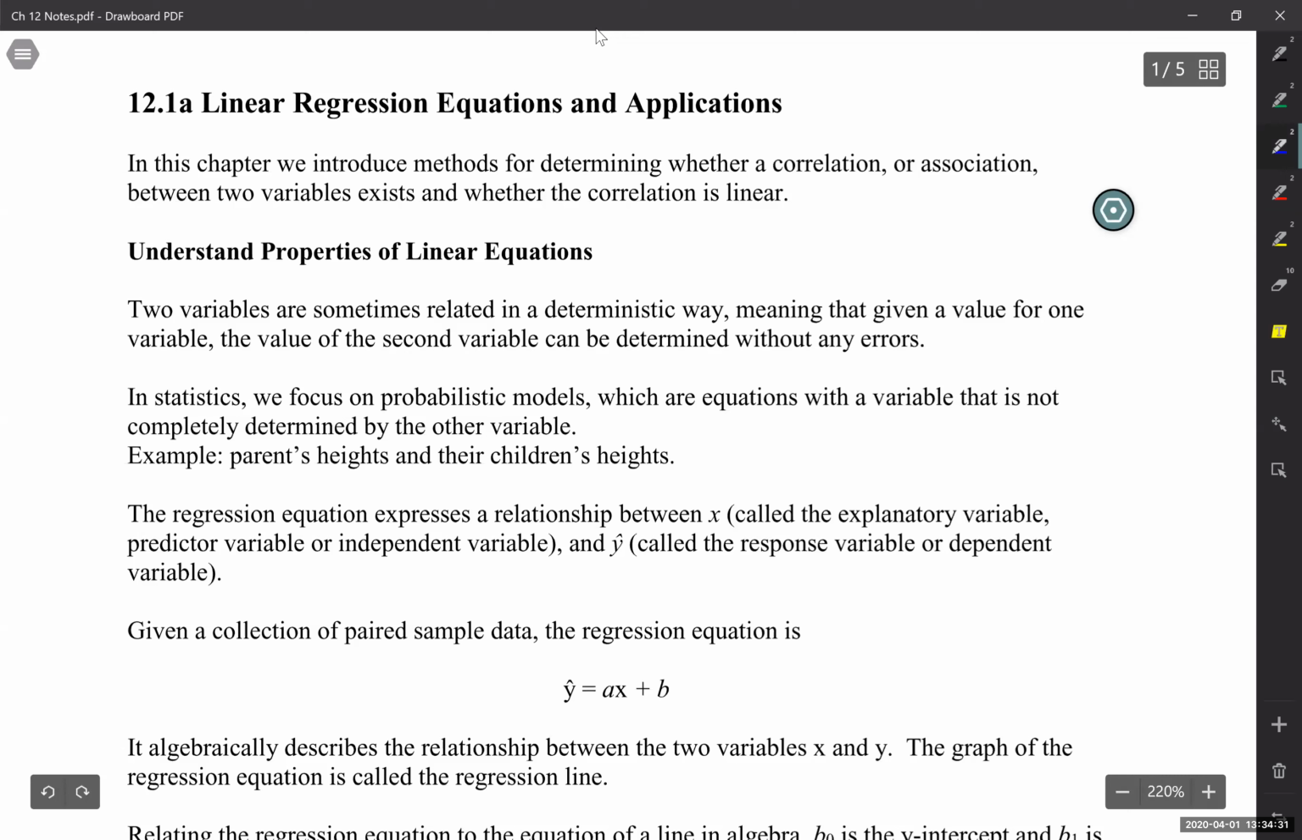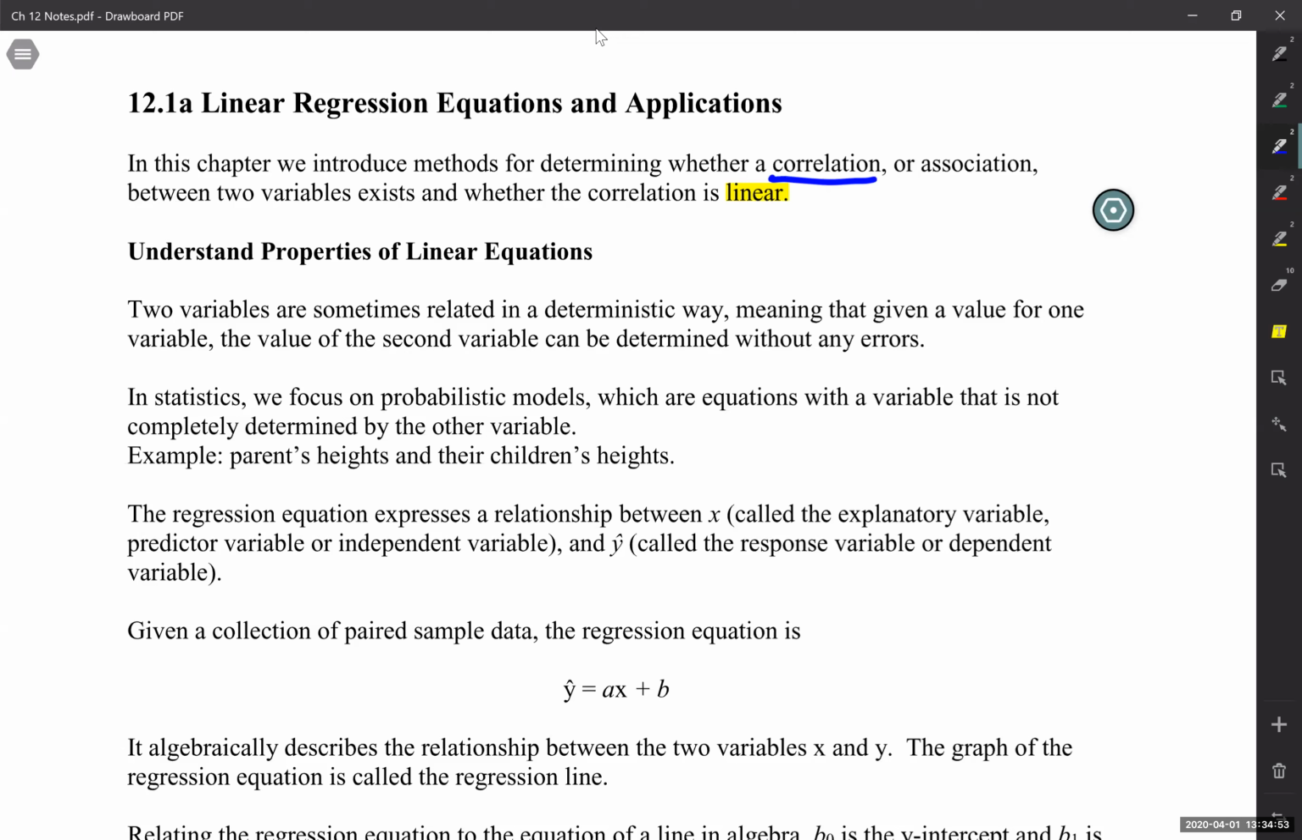Okay. So what we're going to be doing is we want to determine whether there is a correlation, which means an association between two variables. And if there is, is the correlation linear? That's the one we're going to focus on. We will talk about nonlinear correlation, but we're focusing mostly on linear.